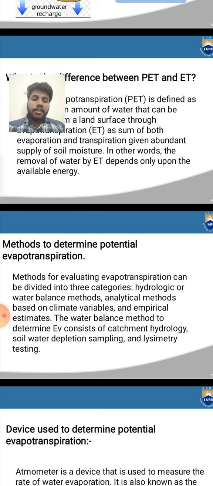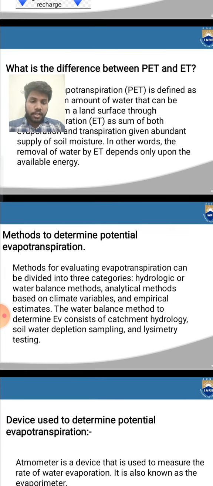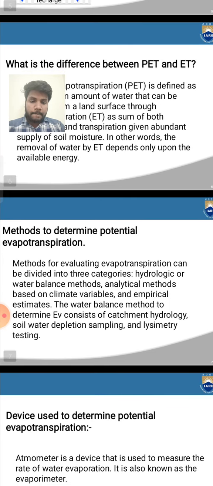So, the methods are the analytical method based on climate variables, empirical estimates, or the hydrologic or water balance method. By these three methods, we can determine potential evapotranspiration. These are the commonly used methods to determine potential evapotranspiration.